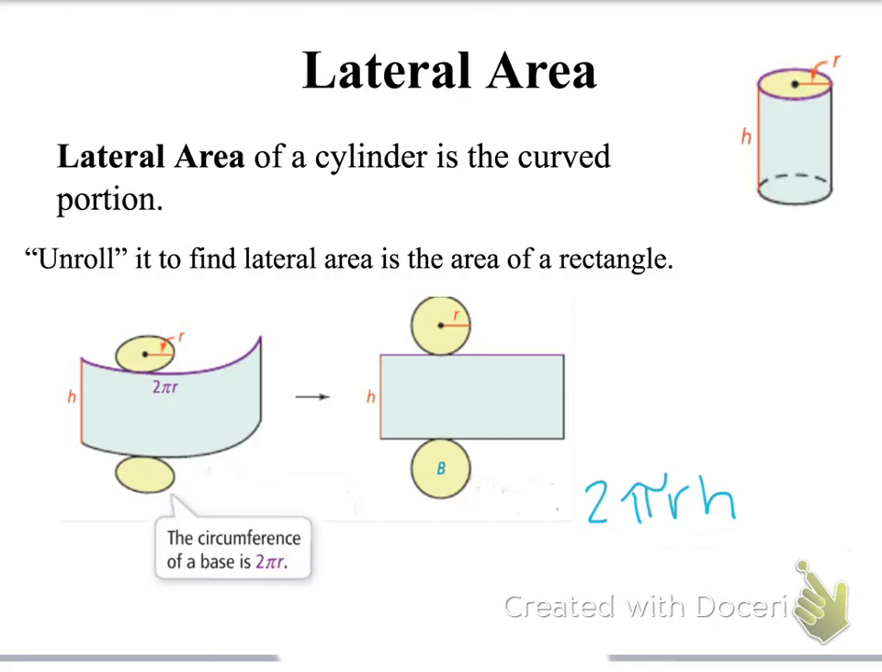So lateral area is going to be 2 pi times the radius, because that's going to be like the perimeter, because this stands for circumference. So instead of doing perimeter, we're doing circumference, still times that height. It's the same thing, perimeter times the height, except this time our perimeter for circles is circumference, so 2 pi r.